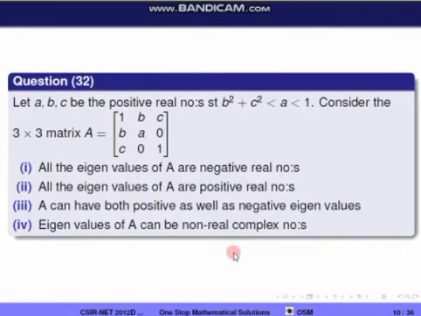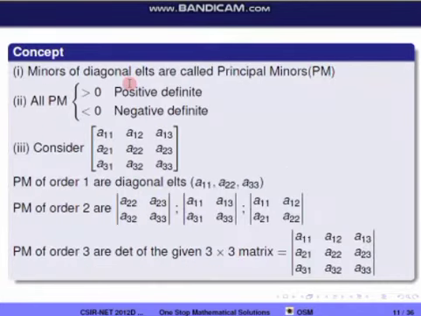So we look into the concepts used. Minors of diagonal elements are called principal minors, and I will be denoting it as PM in this question. If all PMs are greater than 0, the matrix is positive definite. That is, all the eigenvalues will be positive. If all PMs are less than 0, then the matrix is negative definite. That is, all the eigenvalues will be negative. If some of them are less than and some of them are greater than, then we'll get a mix of positive and negative eigenvalues.